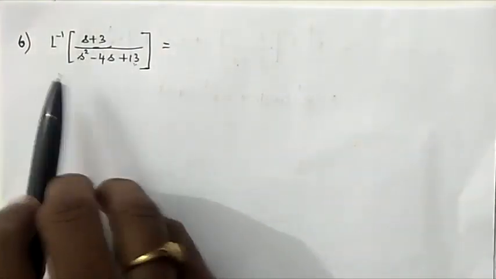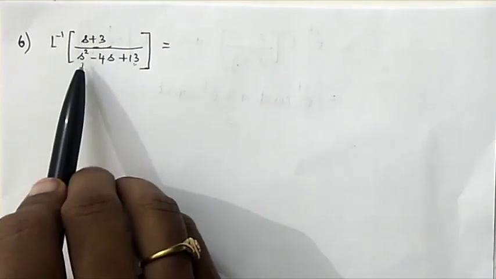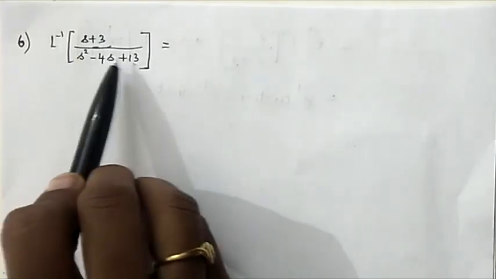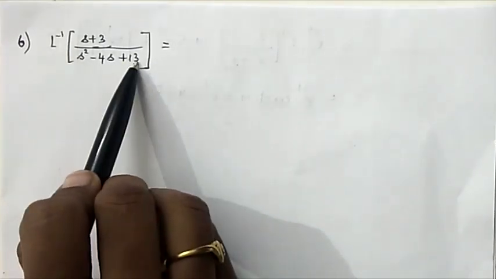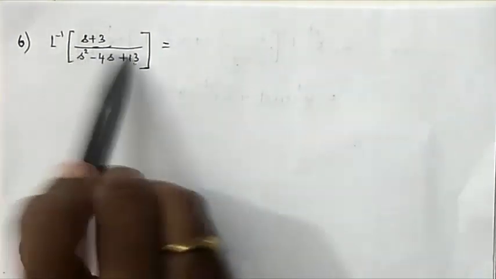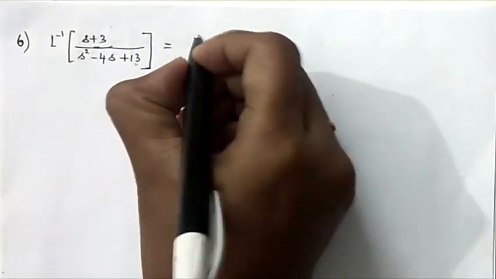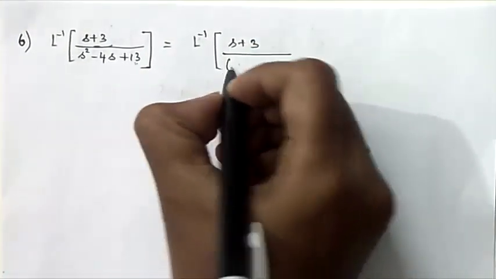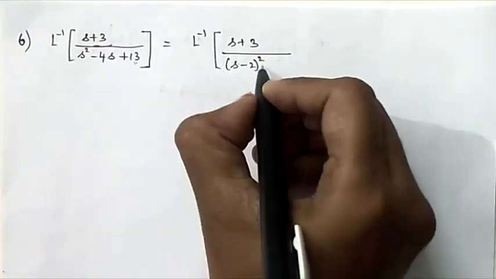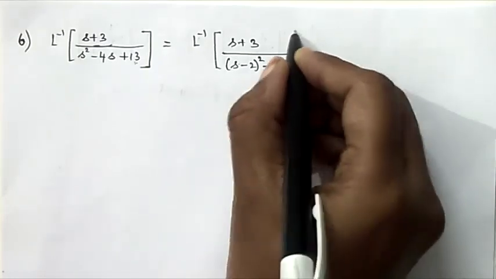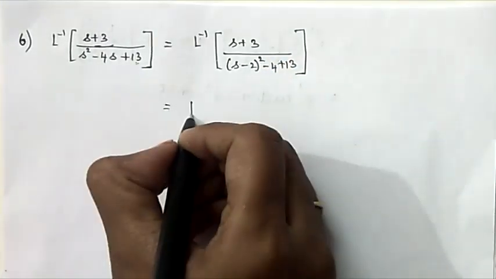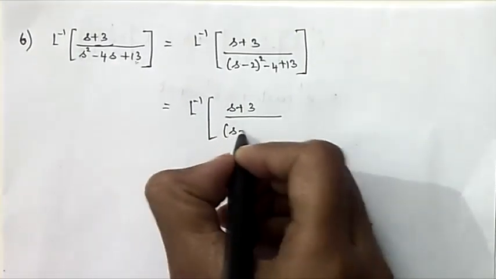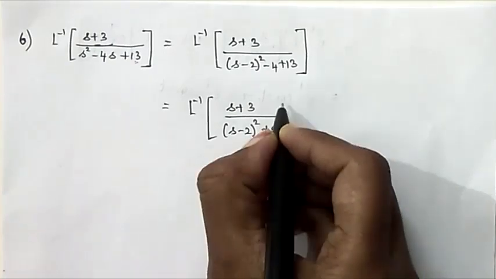Now the sixth problem, we'll try to find the inverse Laplace for s plus 3 divided by s square minus 4s plus 13. Now if we look at the denominator, it is a quadratic and this is not a perfect square. So I will try to make the denominator a perfect square. So I can rewrite this as L inverse of s plus 3 divided by s minus 2 the whole square minus 4 plus 13. So the next step, this becomes L inverse of s plus 3 divided by s minus 2 the whole square plus 9.